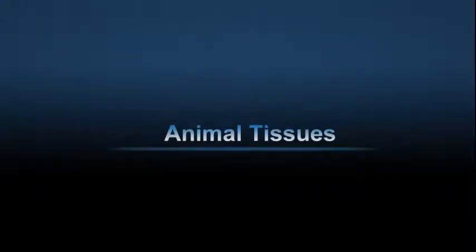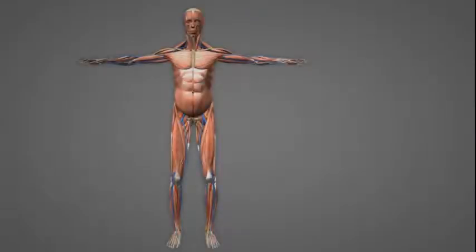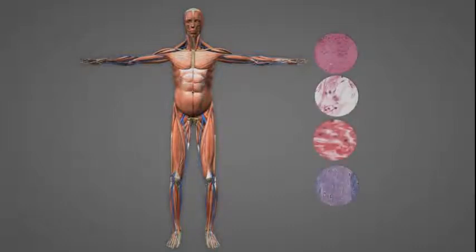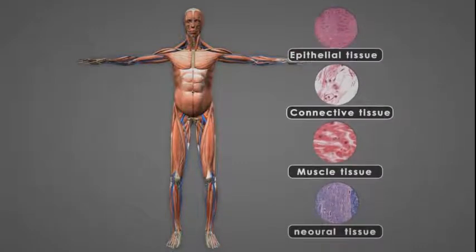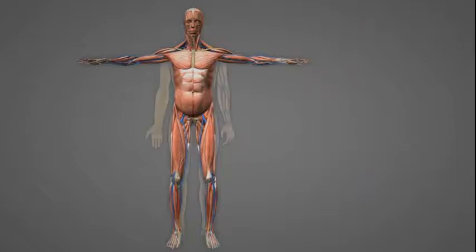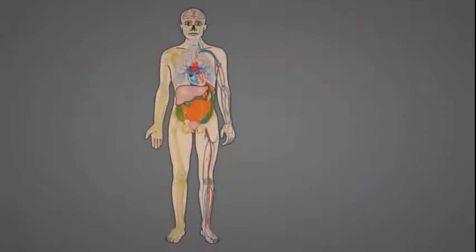Today we will learn about animal tissues. There are 4 types of tissues found in animals: epithelial tissue, connective tissue, muscle tissue, and neural tissue. We will learn the major characteristics of each tissue and examine various types of each tissue under the microscope.